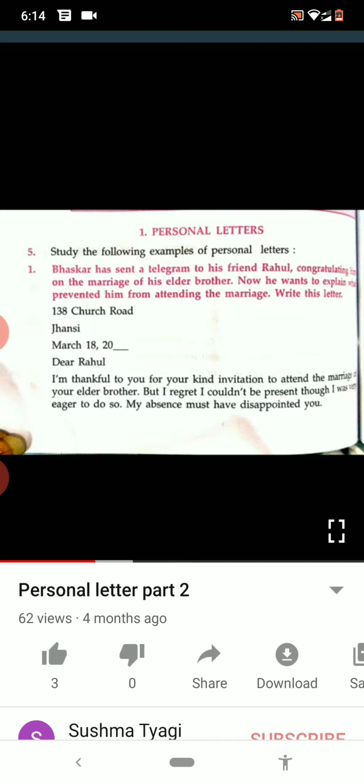Then he is writing a letter to his friend Rahul. So see the salutation. It is a salutation, dear Rahul. So we generally write the first line starting that I am well here and hope the same for you. I am well here and hope the same for you. And here it is written, I am thankful to you for your kind invitation to attend the marriage of your elder brother. But I regret.